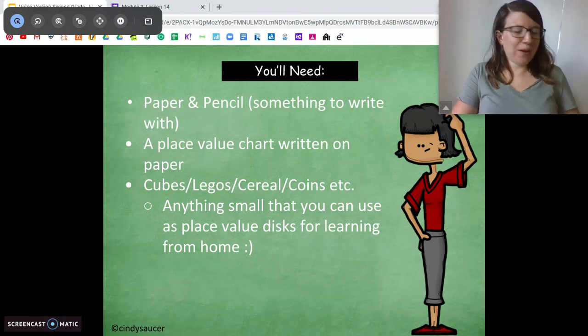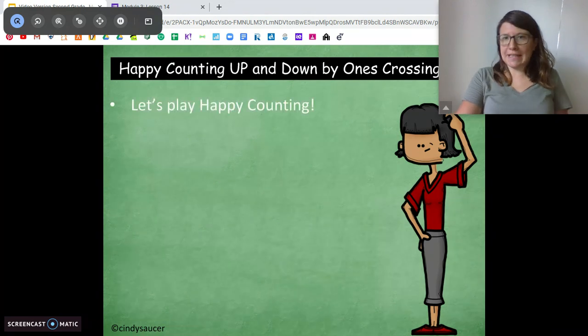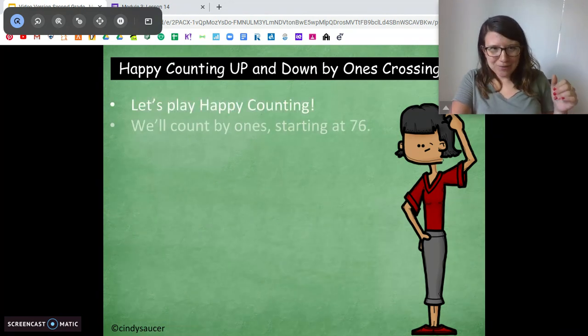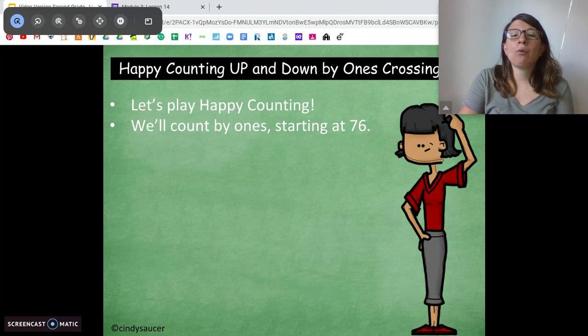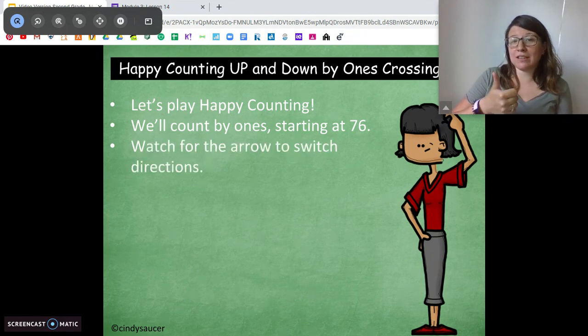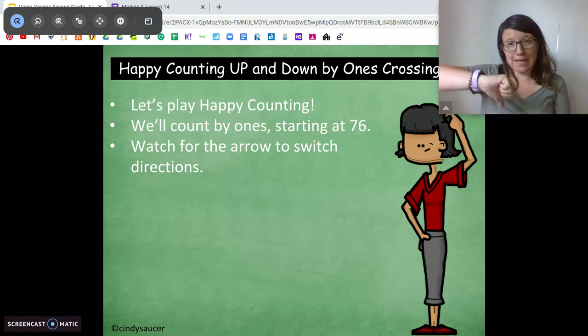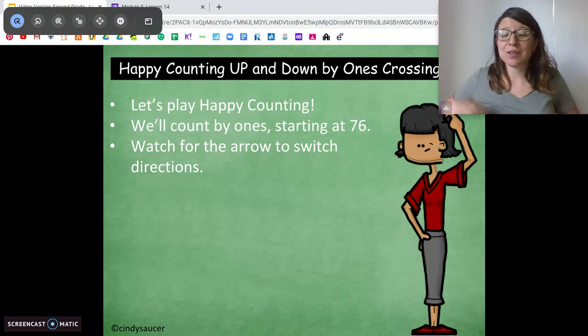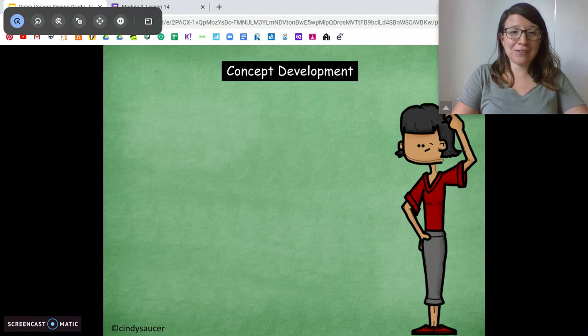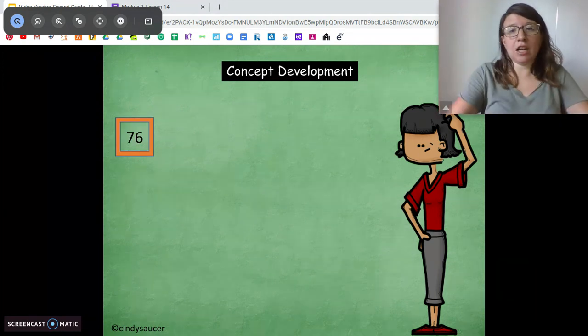Ready? Okay. So we're going to start off easy today. We're just going to do some happy counting. We're going to start counting by ones at 76. Now, when you see the arrow, we're either going to count up or count down, so we might have to switch directions. I just want you to count along with me. Ready? So we're going to count up to start.